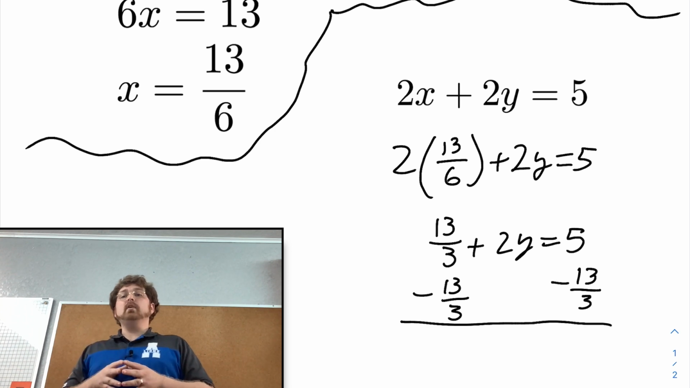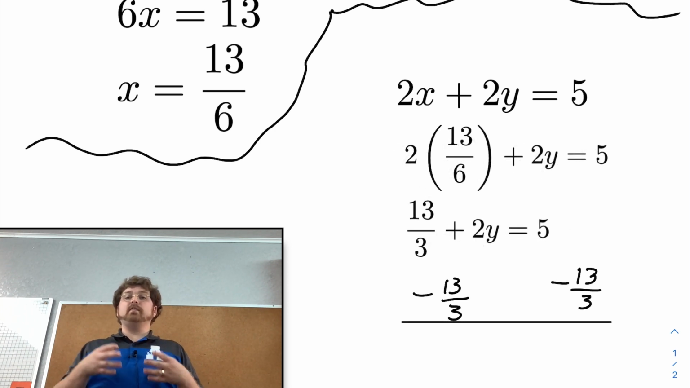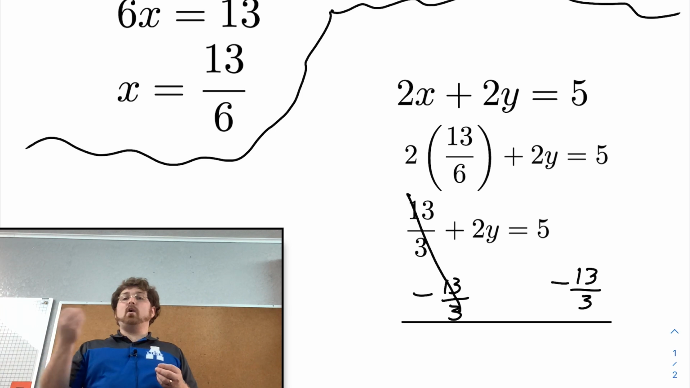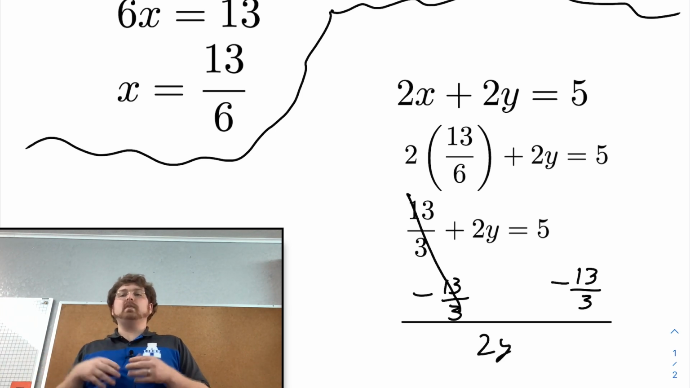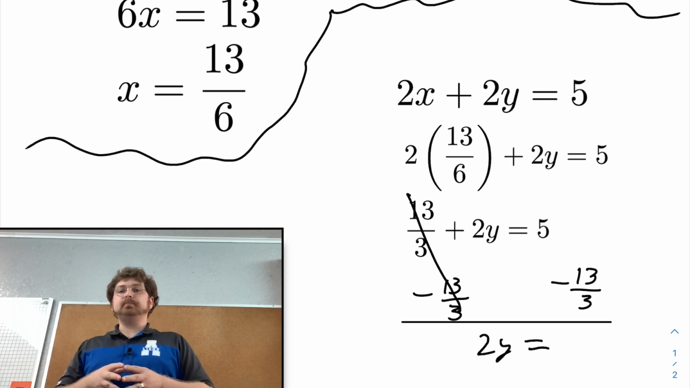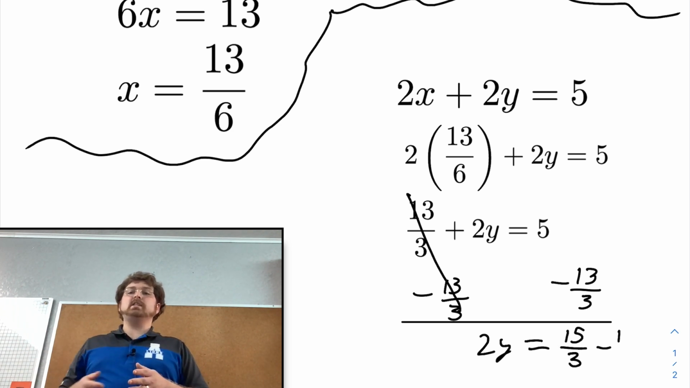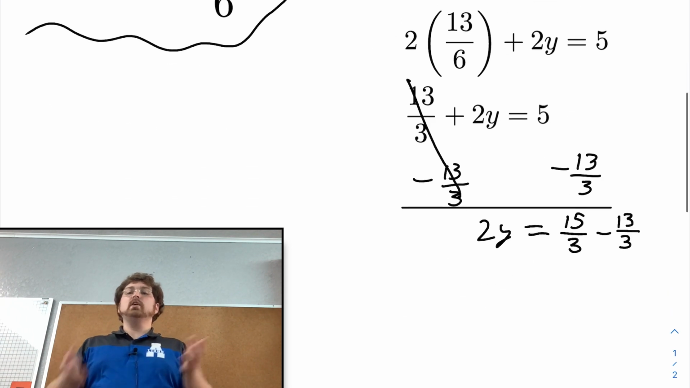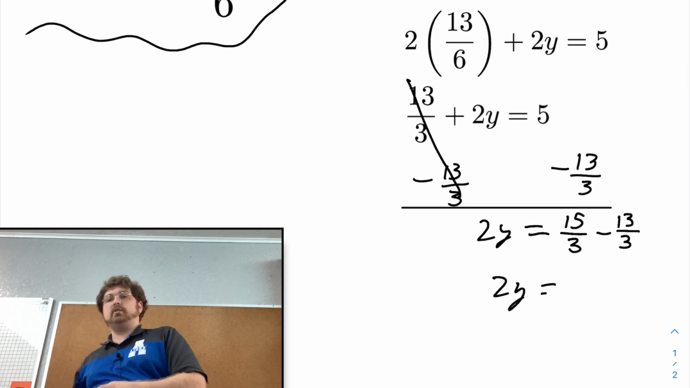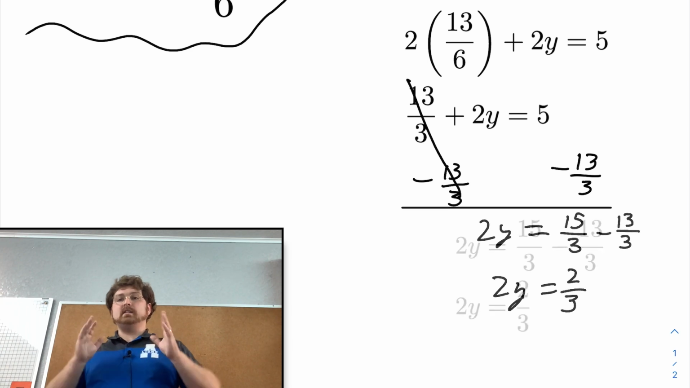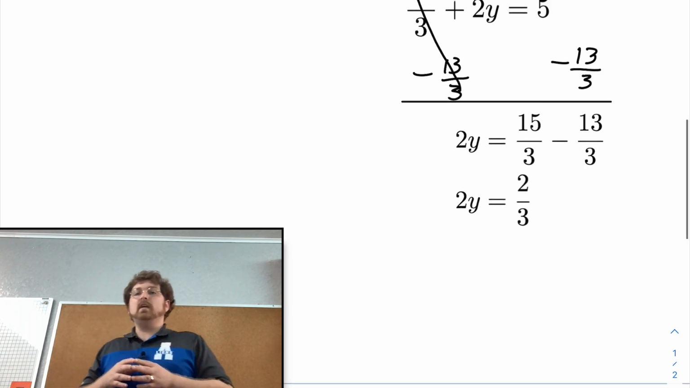So right here is where we need to stop and think about converting 5. 5 in terms of thirds would be 15 thirds. So we're going to rewrite this as 15 thirds minus 13 thirds, which is going to give us 2 thirds. So 2y equals 2 thirds. And that's going to be it for the fraction there.